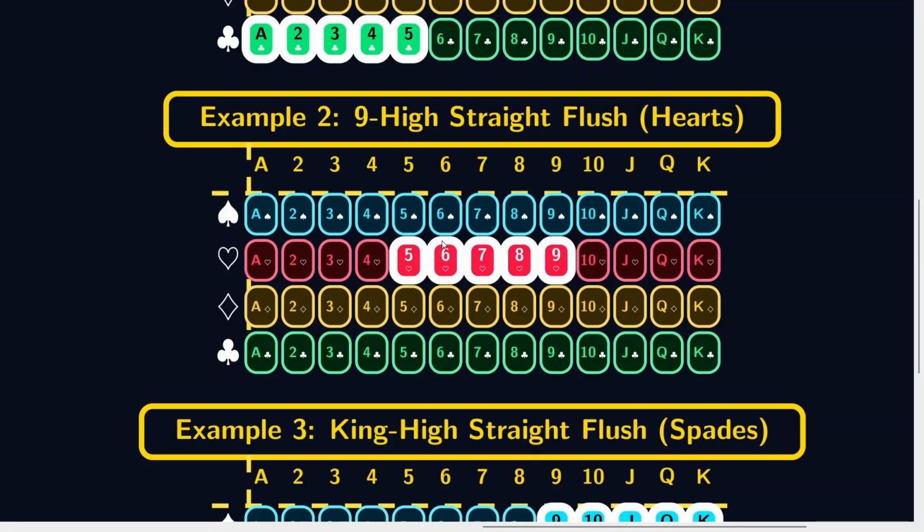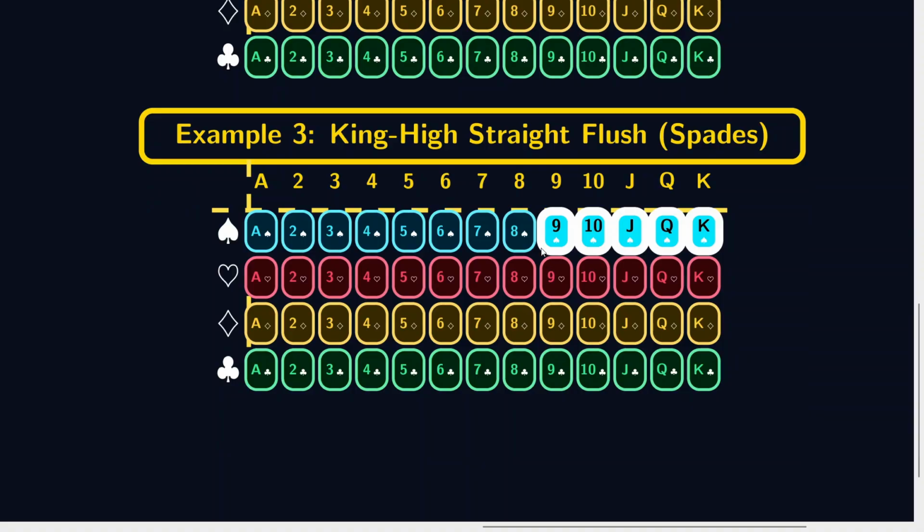The third example is the king high straight flush of spades. All 5 dots are in the spades row, the top row. The highlighted columns are 9, 10, Jack, Queen, and King. This is the highest non-royal sequence, ending 1 step below the ace. Every non-royal straight flush follows the same visual pattern. 5 consecutive columns, perfectly flat in 1 row, with the sequence stopping short of the royal 10 through ace window.